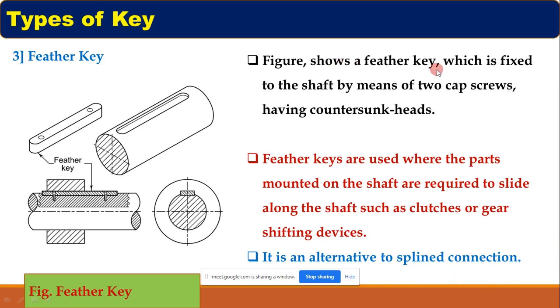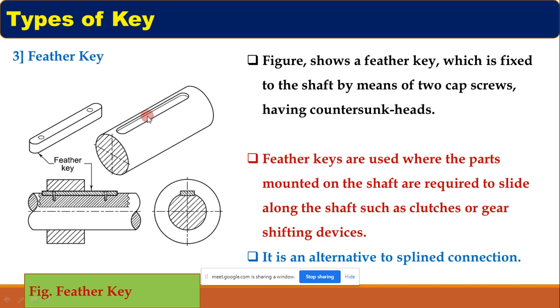The figure shows the feather key which is fixed to the shaft by means of two cap screws having countersunk heads. This is not the important part, these are just the two cap screws, a type of screw used to fix this key to the shaft. Feather keys are used where the parts mounted on the shaft are required to slide along the shaft length, such as clutch or gear shifting devices. As I already explained, the feather key allows the rotating machine element mounted on the shaft to move along the length.